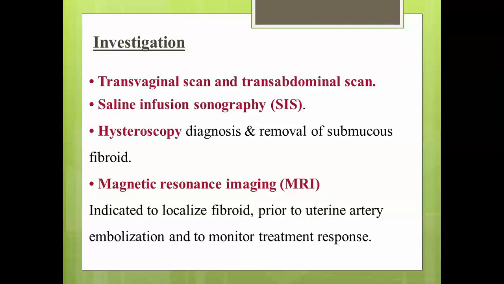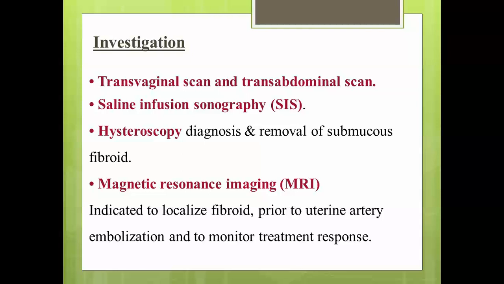How will we diagnose it by investigation? We have first transvaginal ultrasound or transabdominal ultrasound, and this depends on the size and the number of fibroids. For example, if she has a large fibroid and the uterus is very big, for example a 20-week size or 28-week size, it cannot be recognized well by transvaginal ultrasound, so we should do transabdominal ultrasound.